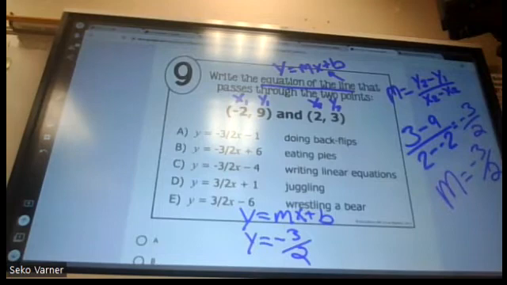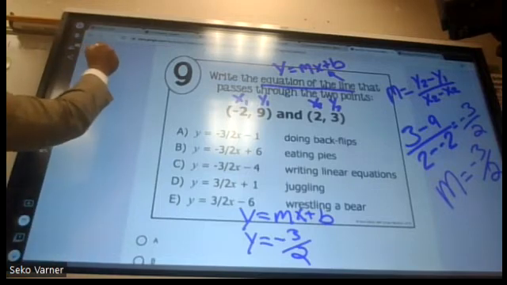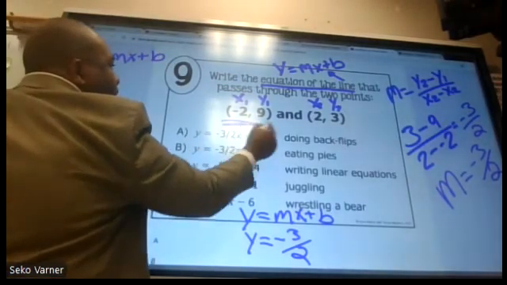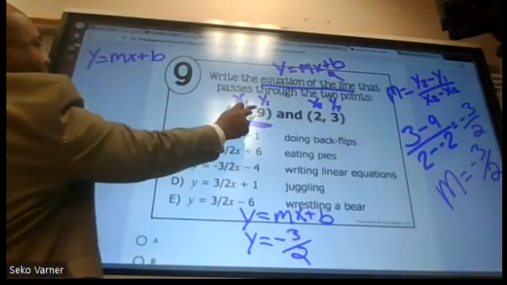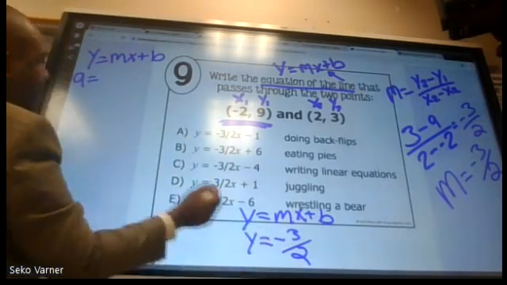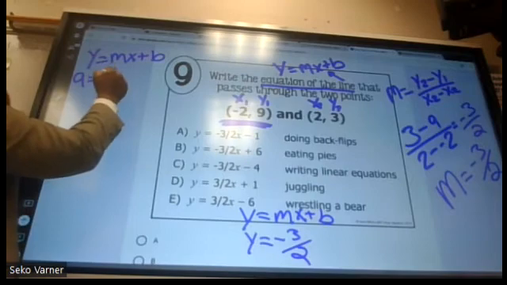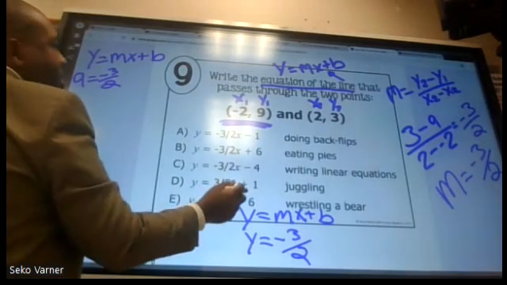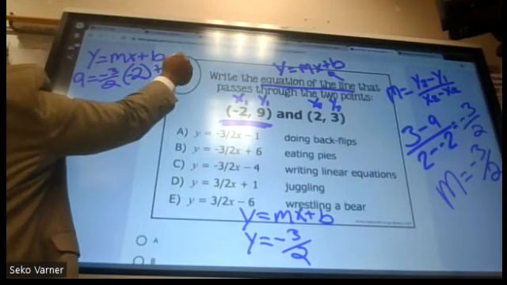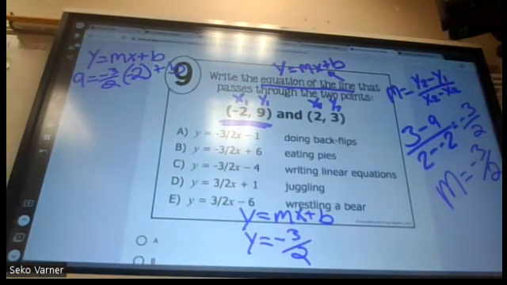Now we got to figure out what b is. Let's find out what our b is. The way we find out what b is by plugging in. So we're going to plug in y equals mx plus b, which is our slope of the line. We're going to go with our first coordinates. Our y is 9. So 9 equals, and what's our slope? -3 over 2. What's our x? Our x is -2. -2 plus b.